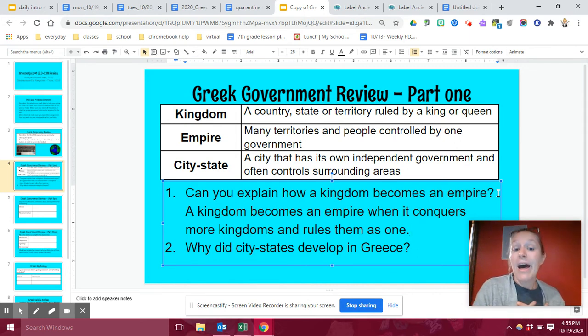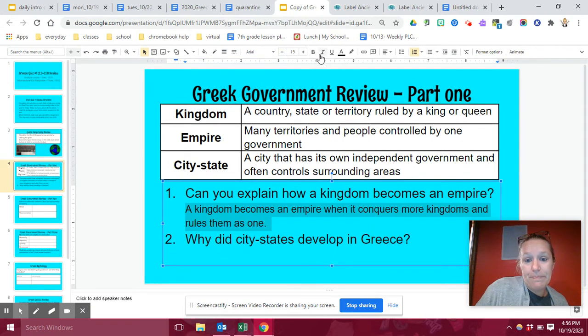Now, my land, the kingdom of Lindsay, becomes an empire when I conquer Mr. Gaber's kingdom, when I conquer Mrs. Trakela's kingdom, and when I conquer Mr. Harris's kingdom. And now I rule over all of those, right? That's when I become an empire, when I conquer and rule all those other kingdoms. So a kingdom becomes an empire when it conquers more kingdoms and rules them as one. That is what we're looking for as the answer for number 1.